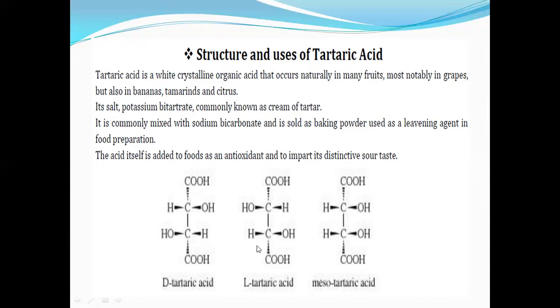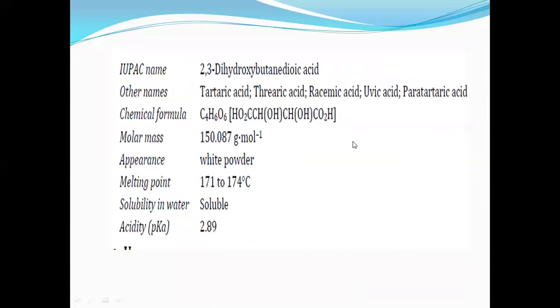This is also available in the form of dextrorotatory tartaric acid, levorotatory tartaric acid, and mesotartaric acid. So in the case of dextro, the hydroxyl group is on the right hand side. This is dextrorotatory, this is levorotatory, and in this case, it has a mixture of dextro and levo, that is mesotartaric acid.